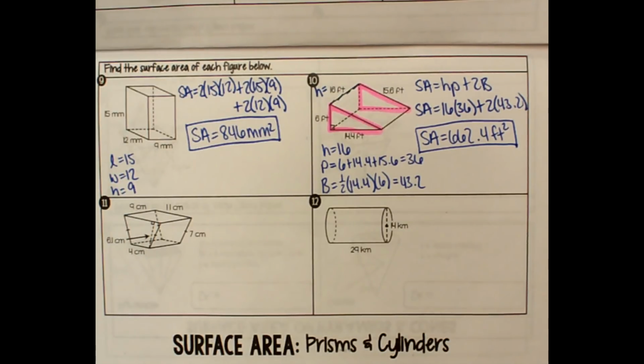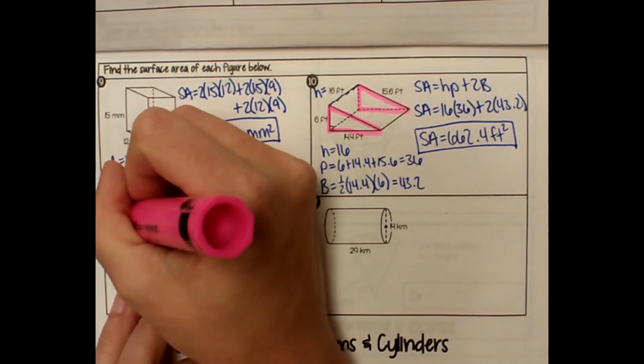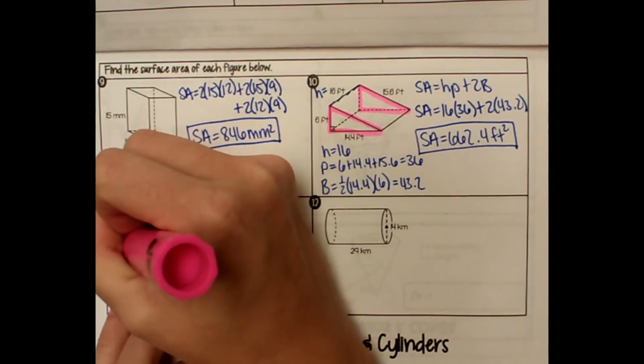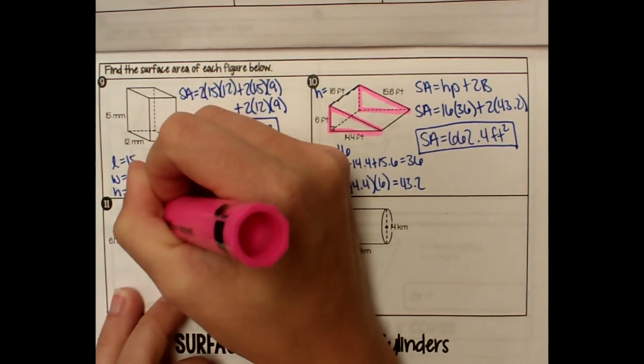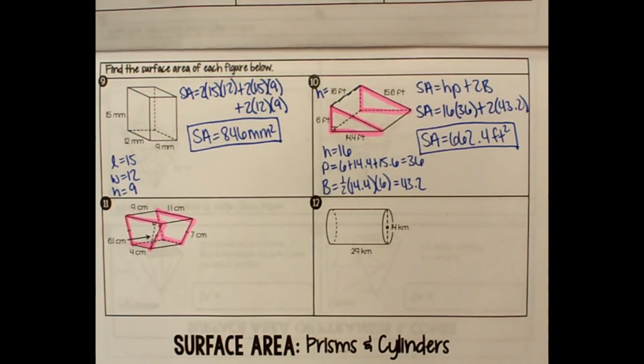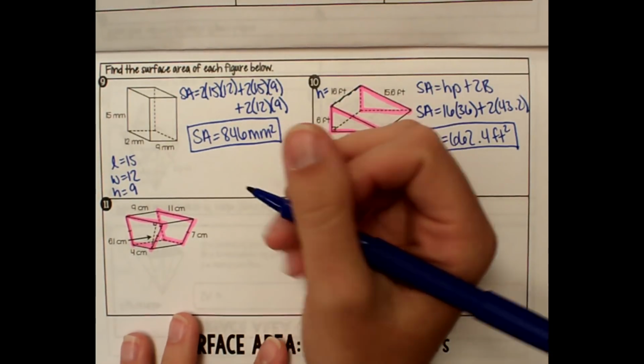Number 11, it's a trapezoidal prism. If you look, there's my base. It's congruent to this guy back over here. They're congruent and they're parallel. If it's a trapezoidal base, you have to start remembering what is the formula for that, where you should have your green formula sheet still. I need to find mine.